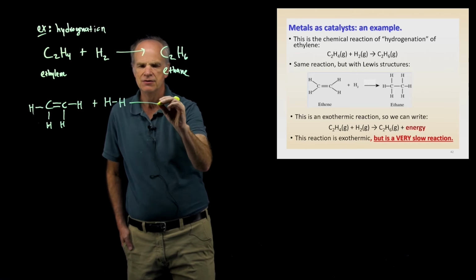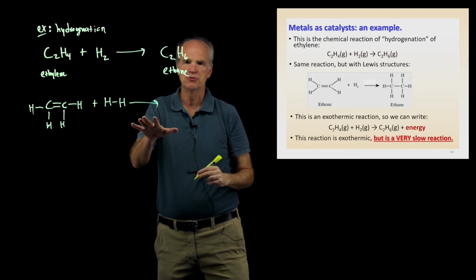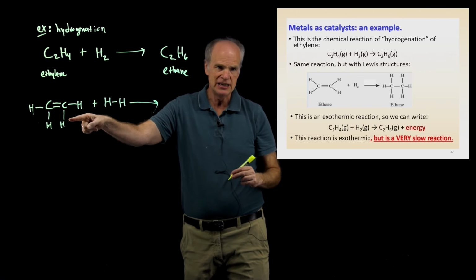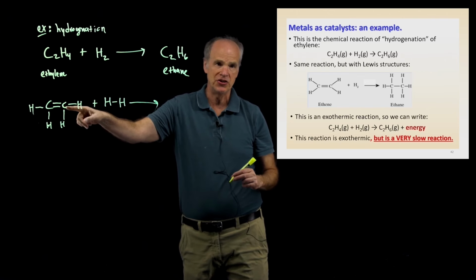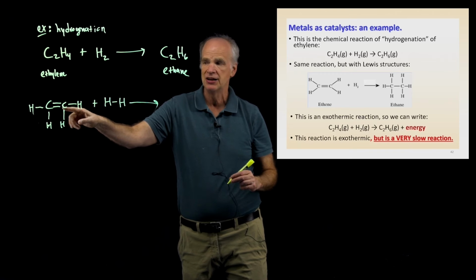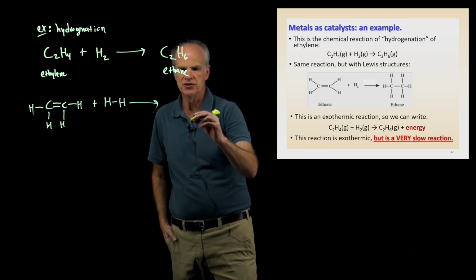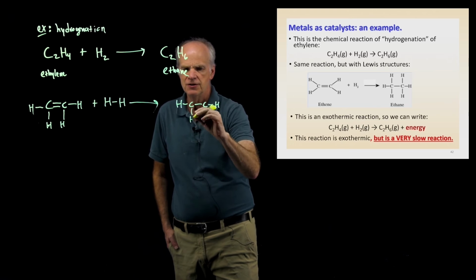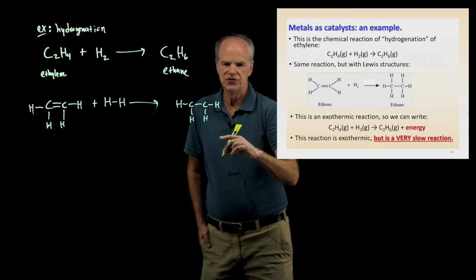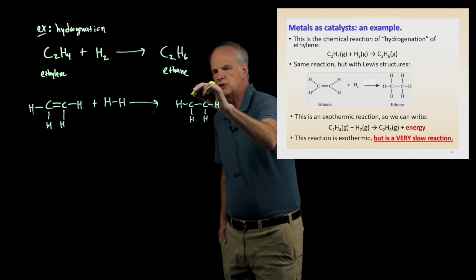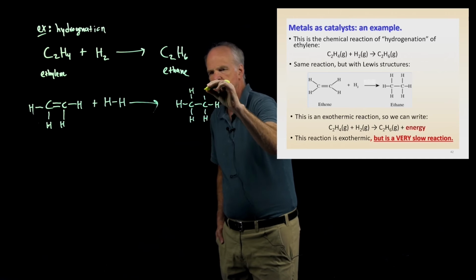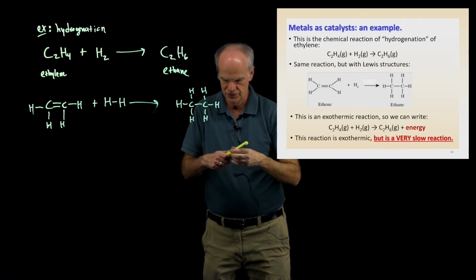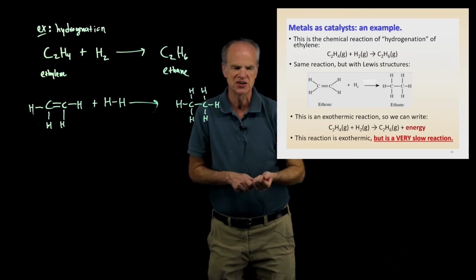Those are the reactants, and the product will be ethane. Ethane is basically ethylene, but it has a single bond between these carbons instead of a double bond, and it has two more hydrogens attached. So it looks like this. Here's the single bond between the two carbons. I've drawn in a total of 4 hydrogens, so we put in 2 more hydrogens. It looks like that. Okay, so that looks like a good description of this hydrogenation reaction.